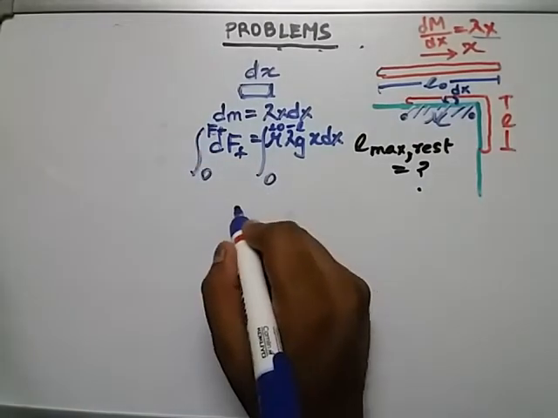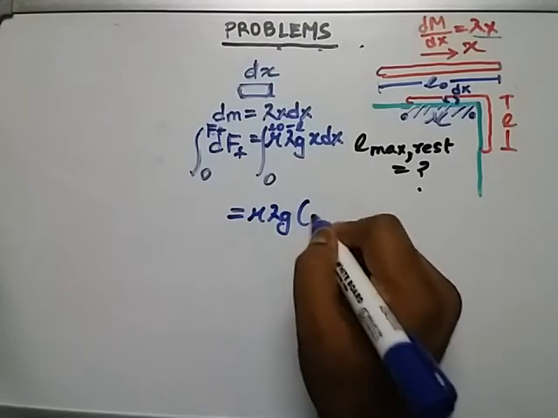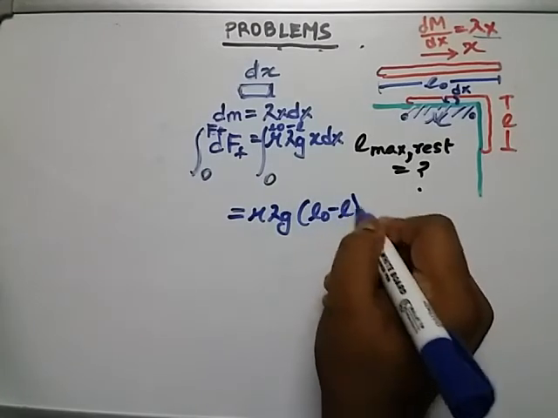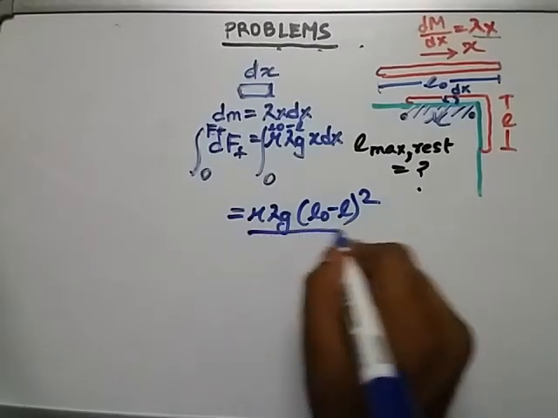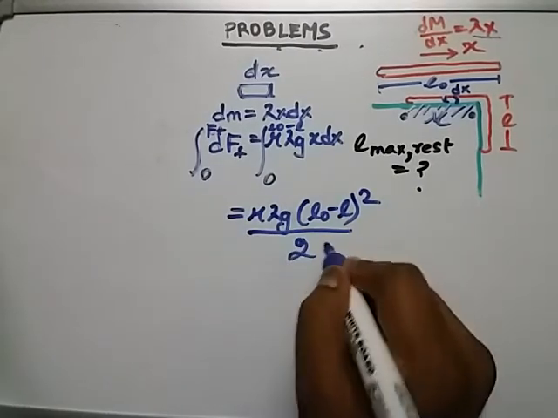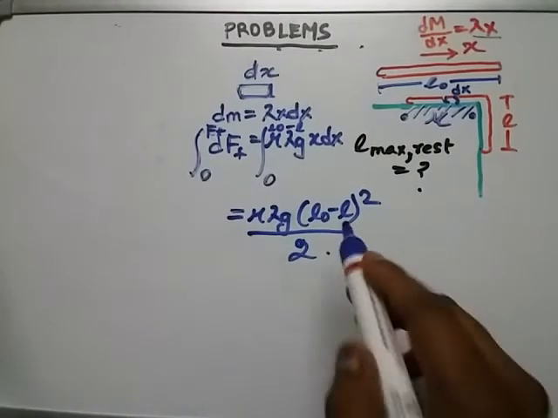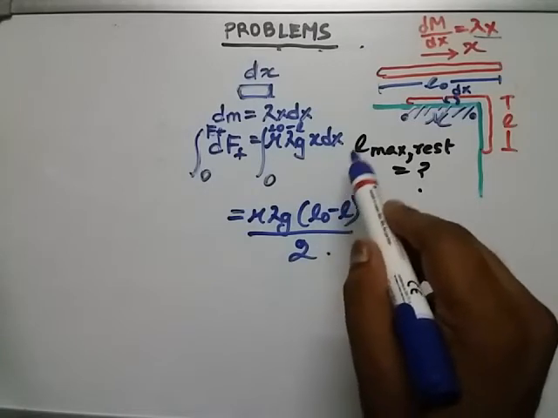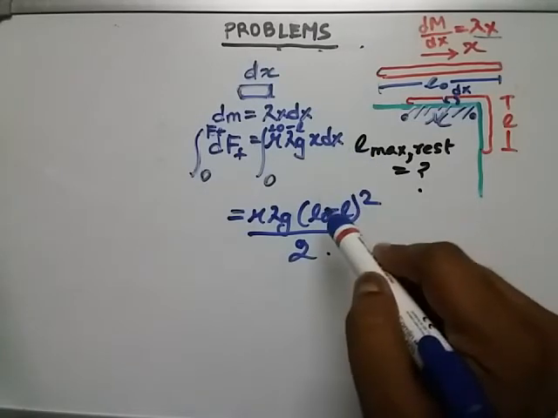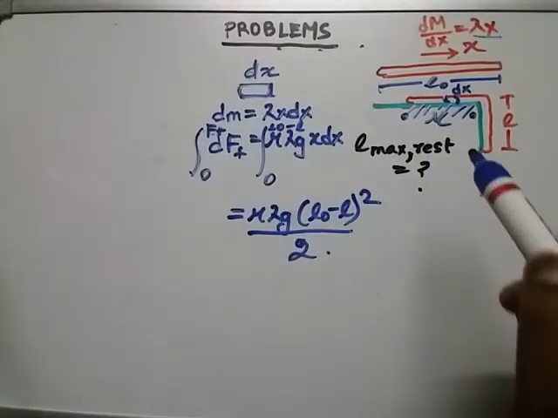Fine. So that turns out to be correct. So if you integrate this, you will get the same thing. Integration of x dx is x square by 2, and so it is like this.